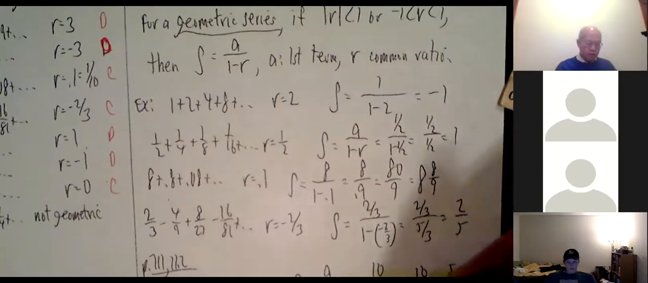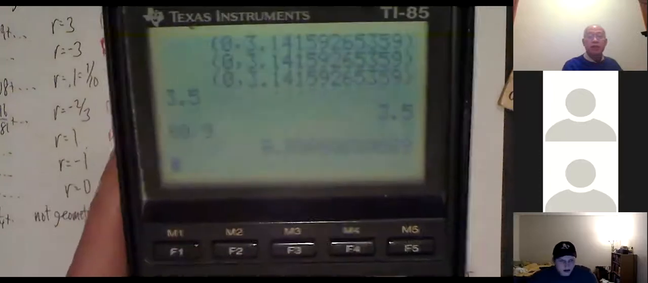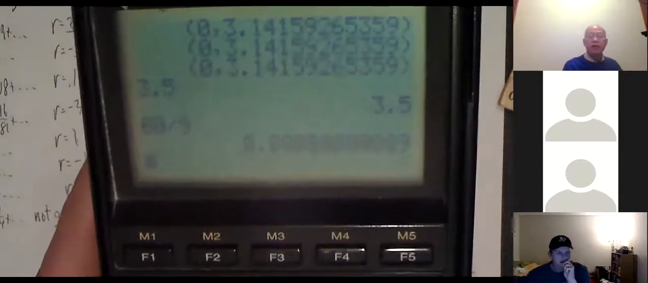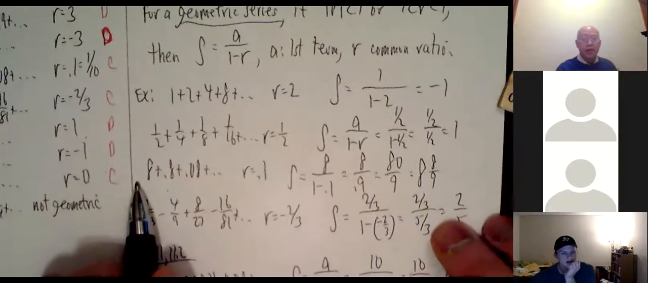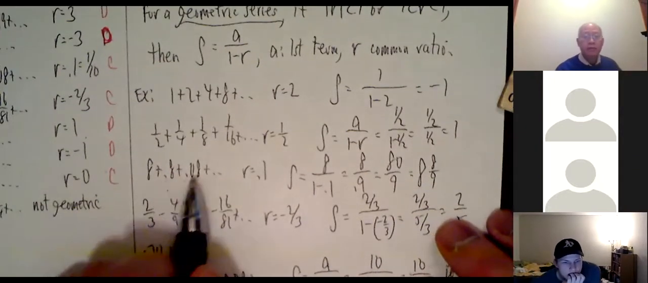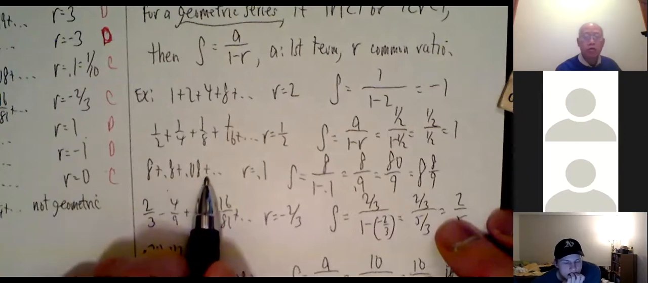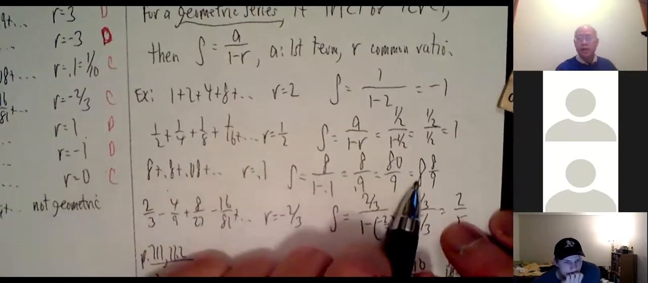Let me just for fun show you 80 divided by 9, and there we go, 8.88888. If you look at it, you say, oh, of course, right? That's 8 plus 0.8 plus 0.08 plus 0.008. You're just getting the next digit, so that's 8 and 8/9.